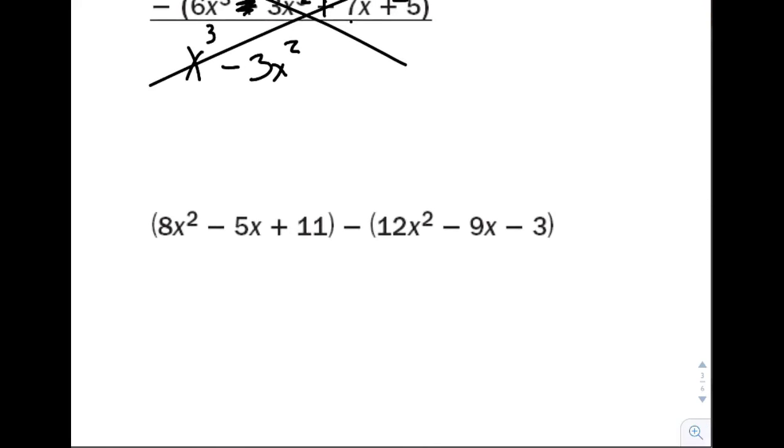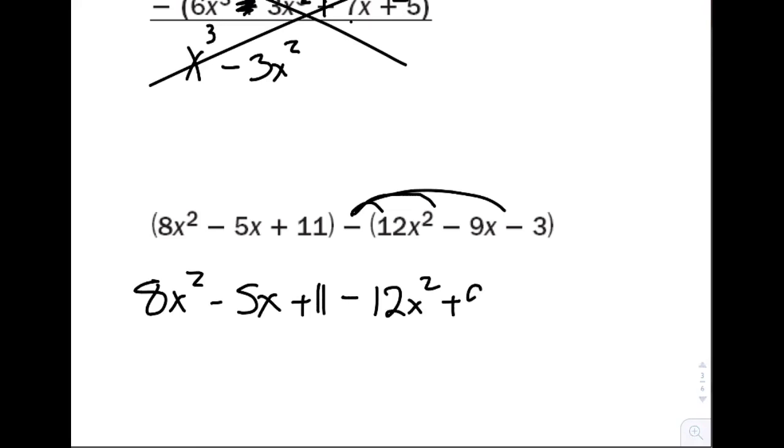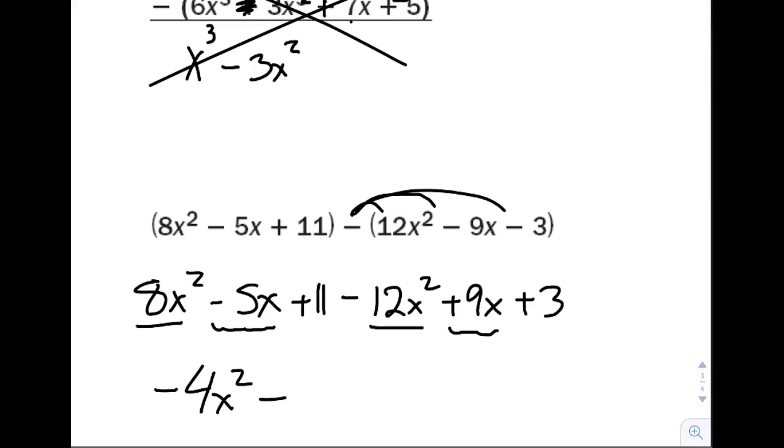Instead, I like to look at it horizontally, and I distribute the negative. So here we're adding, and I'm just going to rewrite 8x squared minus 5x plus 11 minus 12x squared plus 9x, and then plus 3. And now it turns into, just like the previous example, we're essentially adding, and we're just going to combine like terms. So I have 8x squared and a -12x squared to make a -4x squared. We've got a -5x and a positive 9x makes a positive 4x. And then a positive 11 and a positive 3 makes positive 14.